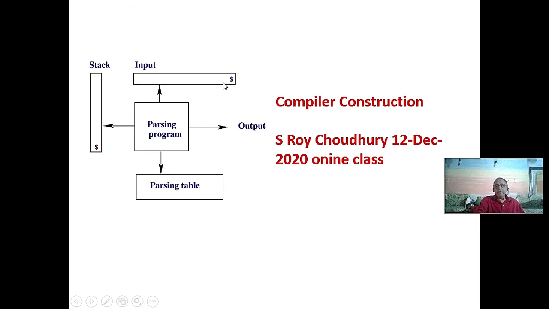Now for top down parsing, you put the input string here from left to right, with the dollar at the end, and then you put the start symbol on the stack. So the top of the stack is S, the start symbol, and you try to match the top of the stack to the leftmost symbol of the input. If it matches, you throw it out. If it doesn't match, then you go on doing this. This is top-down parsing, and bottom-up parsing is totally reverse.